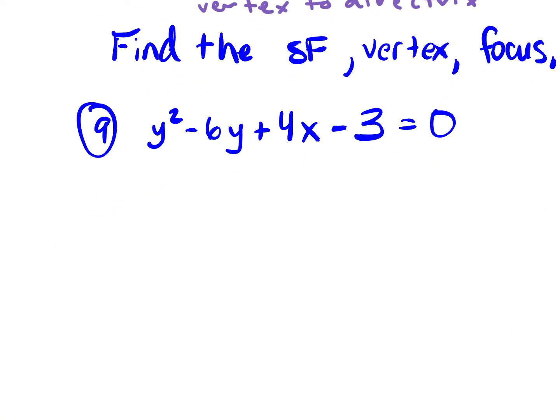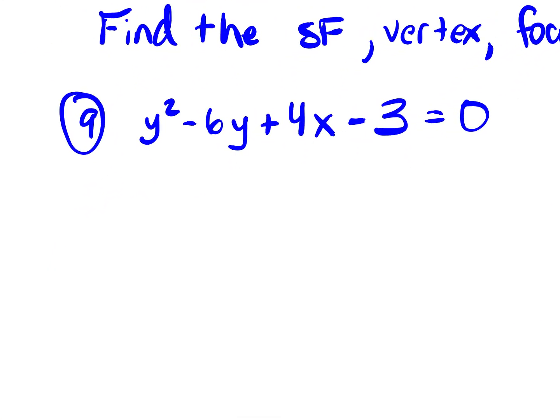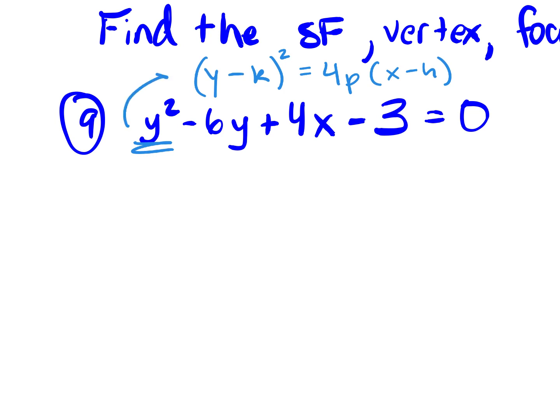So for number 9, am I going to use the x squared one or the y squared one? How do I know I'm using the y squared? Because y is squared. So my equation is going to be y minus what? K, because K always goes with the Y. So (y − k)² is equal to 4p times (x − h). I need to get this equation to look like this one.